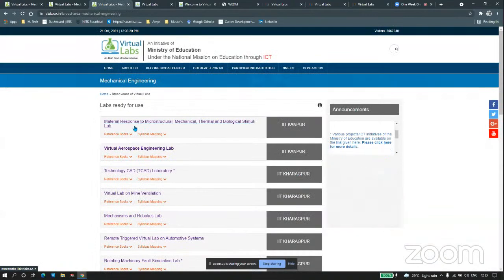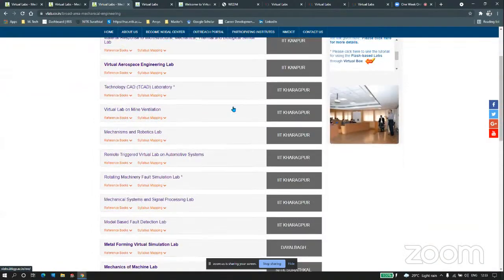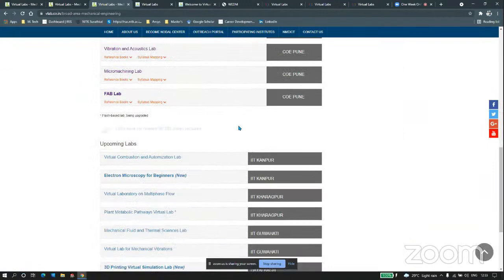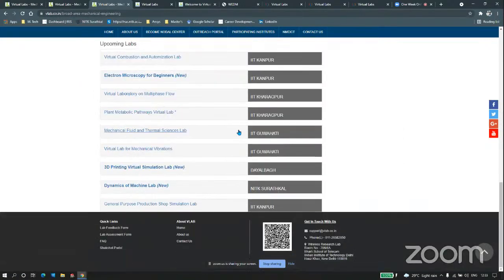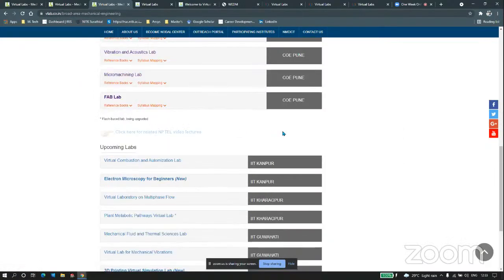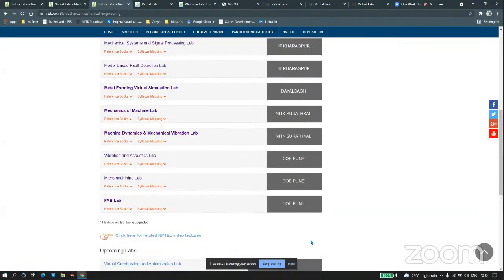Similarly, there are many more labs under mechanical engineering, so I would request the participants to go through other labs. I'll stop sharing my screen. If you have any queries, you can ask now.